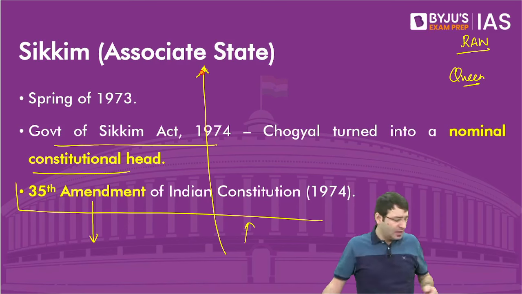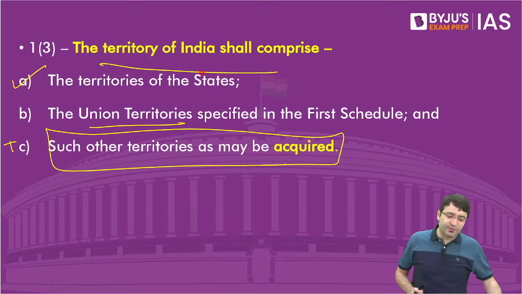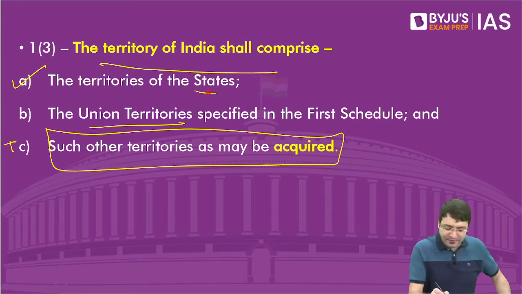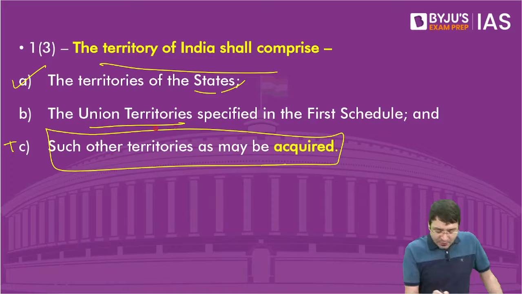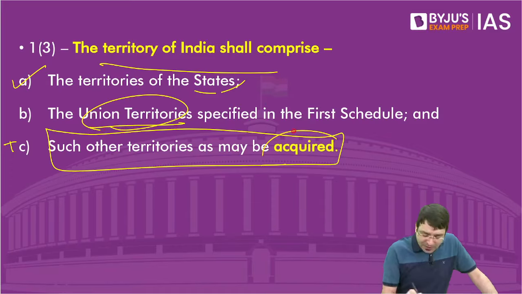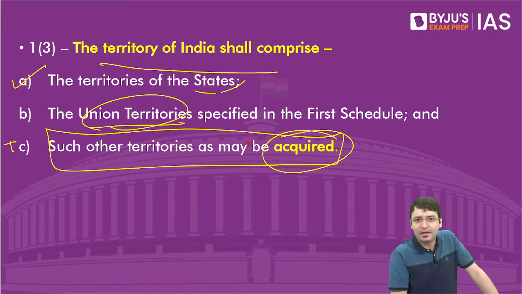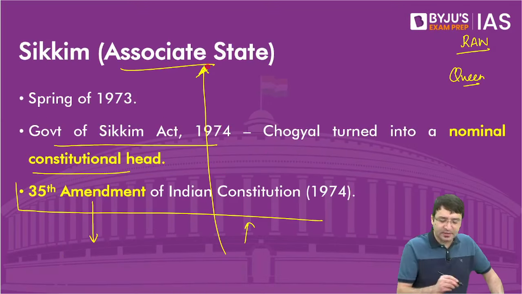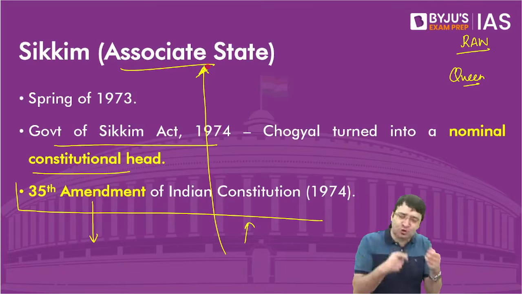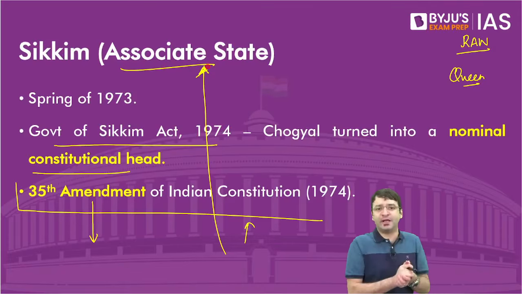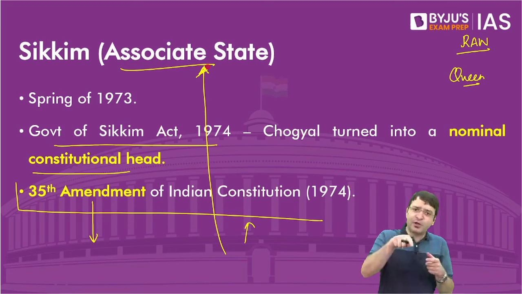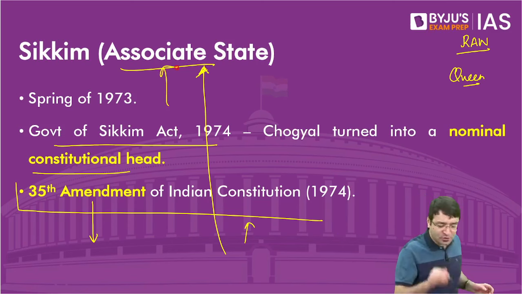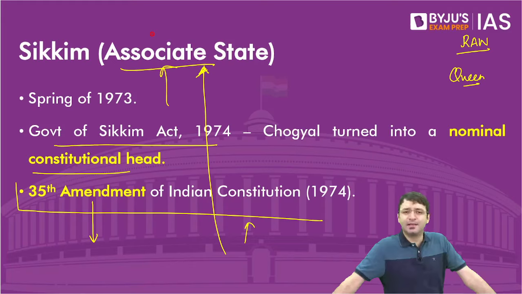She asked why. Look at Article 1, Clause 3 of the Constitution. The territory of India shall consist of either states, or union territories, or acquired territories. How dare you admit Sikkim as an associate state? There is no such term as associate state in the Constitution of India. Either we can have states or union territories or acquired territories. There is no such provision of an associate state. Indira Gandhi said, have patience.